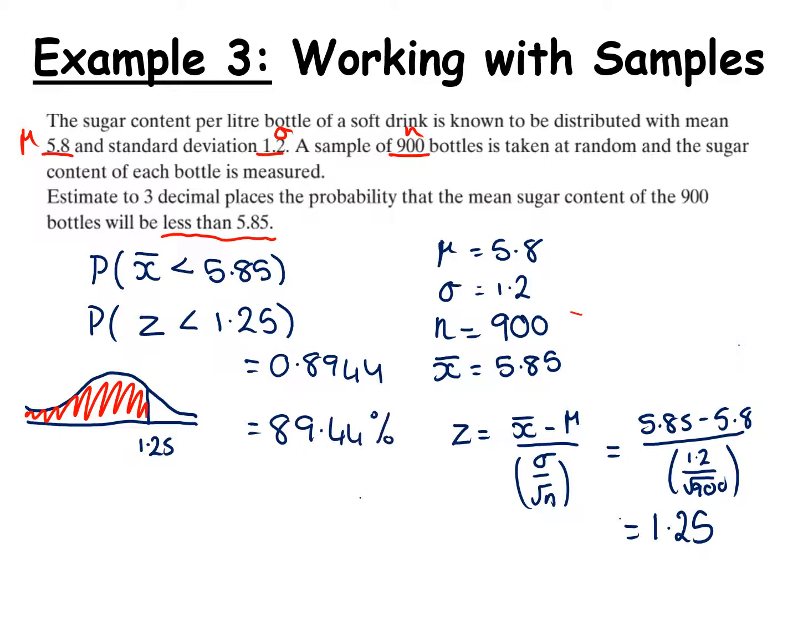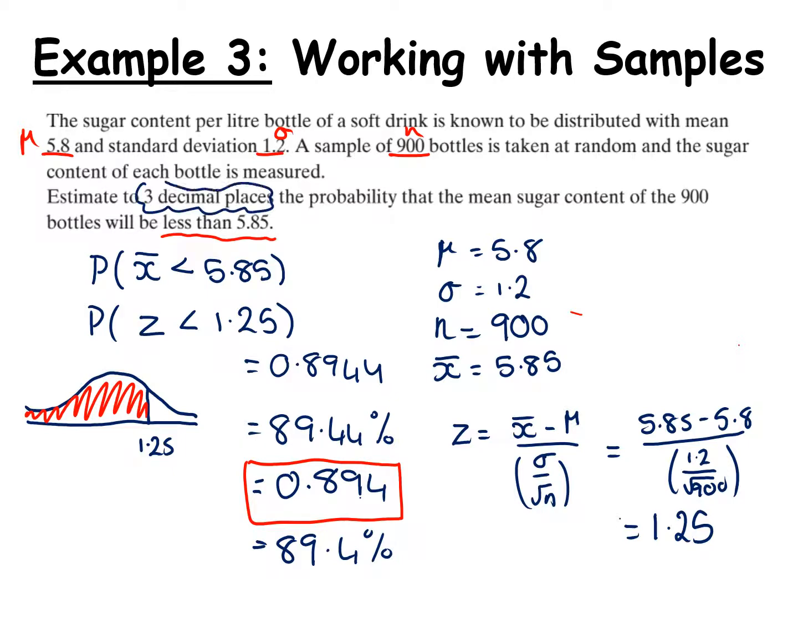They want that correct to 3 decimal places. They didn't say in percentage, so we will give it in the form that they want. So it would simply be 0.894, which when we turn it to percentage will be 89.4%. So just make sure to do the rounding. So that was the 3 decimal places.